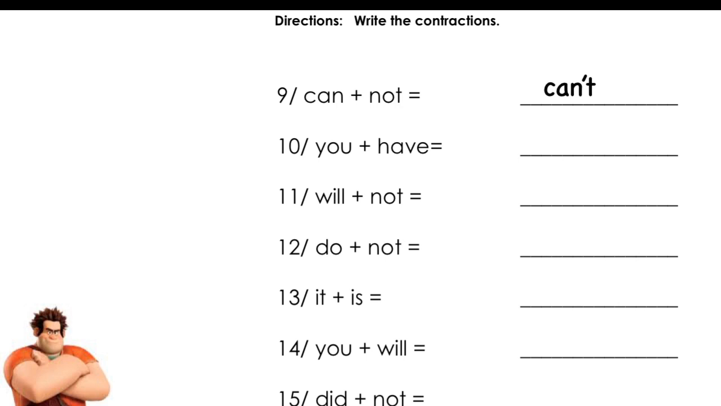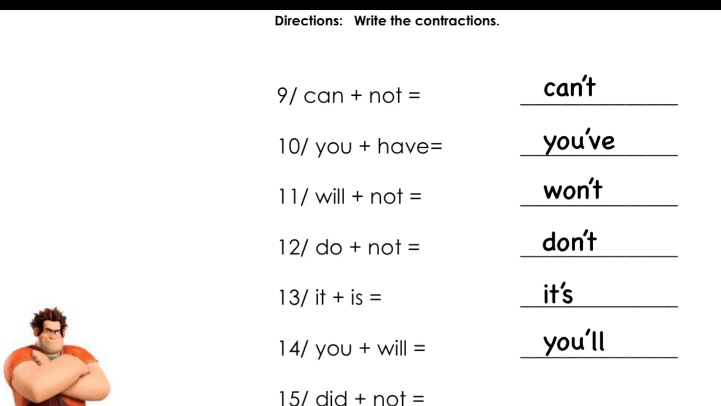You have, you've. Take the H and A away, replace it with an apostrophe. Will and not is the special one, will and not is won't. Do and not, take the O away, replace with an apostrophe. It is, take the I away, replace it with an apostrophe. You will, take W and I away, replace with an apostrophe.